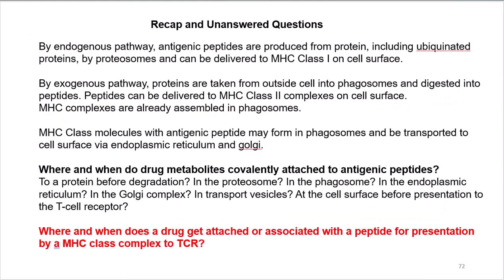To recap, we know that the endogenous pathway goes to MHC class 1, and the exogenous pathway goes to MHC class 2. Normally you can have phagosomes that transport it, or through the endoplasmic reticulum and the Golgi, the MHC class molecules charged with peptide can make it to the surface.